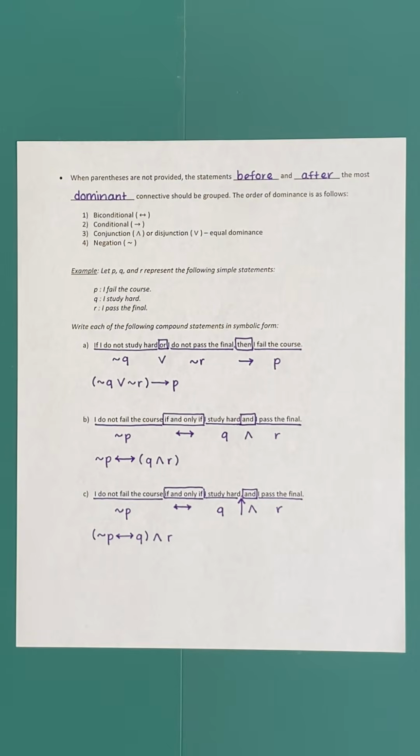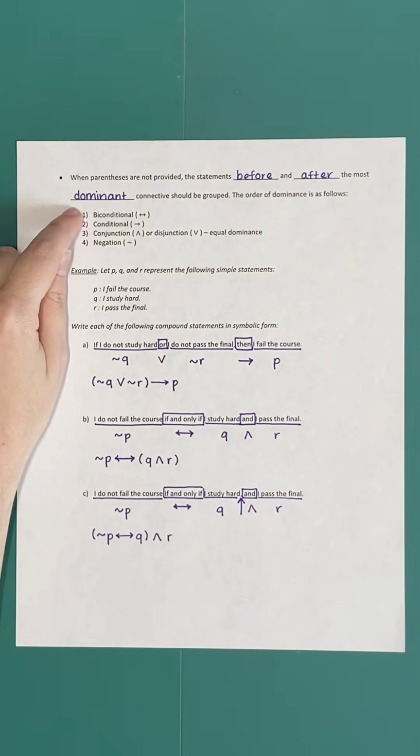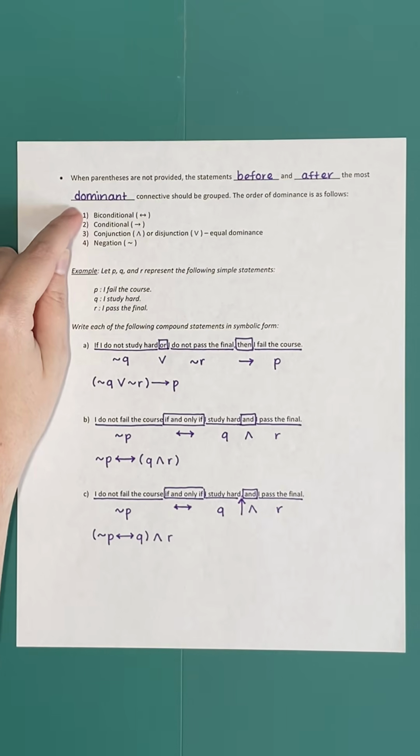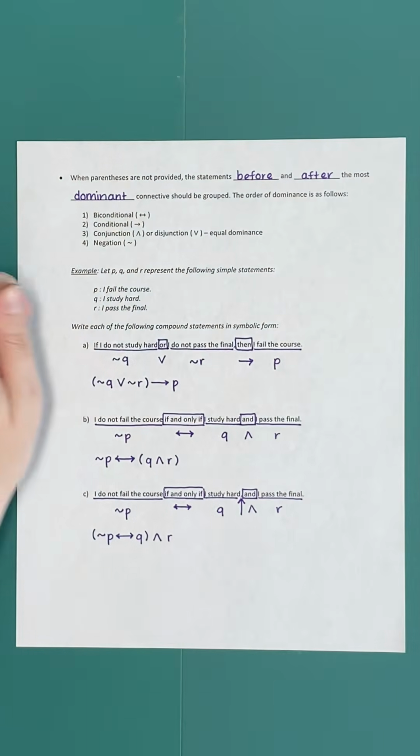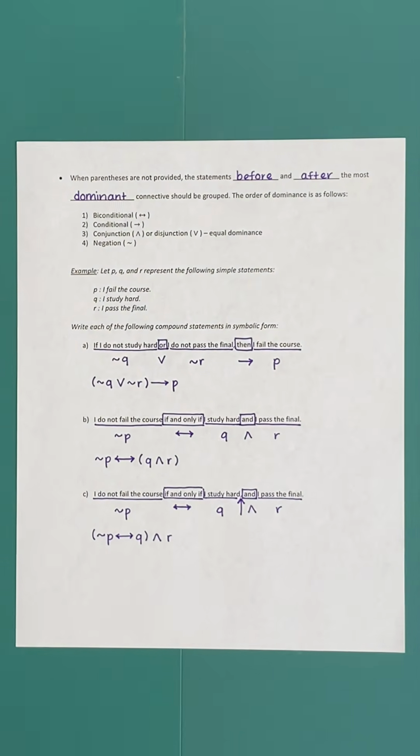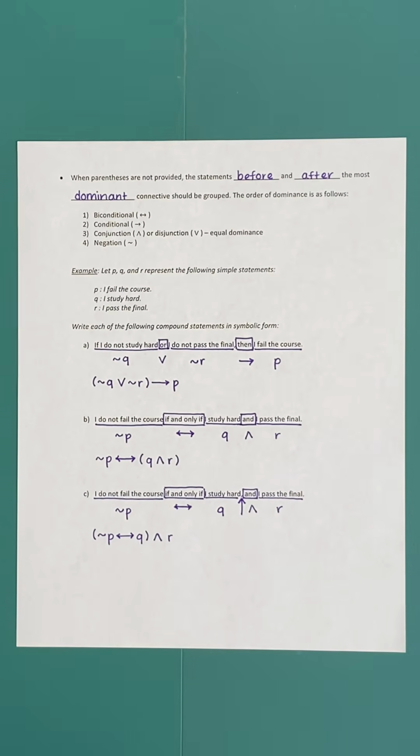Again, think of this kind of like in terms of order of operations: parentheses, exponents, multiplication, division, addition, subtraction. Well, if we don't have parentheses, we would just go down that list in order, right? So when we're talking about connectives, dominance goes in this order. Biconditional, if we have one, that will be the most dominant connective. So if we have a biconditional and there's no parentheses involved, we're grouping everything before and after the biconditional. That will be the implied grouping that we're going to follow.